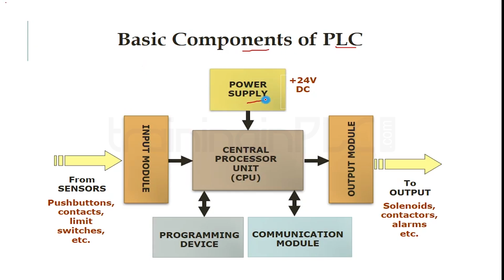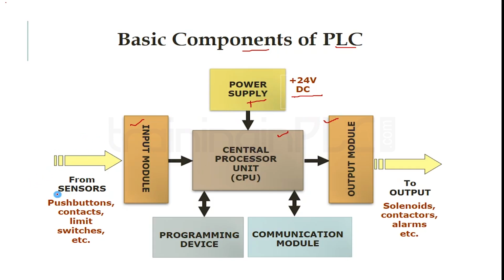The basic components of PLC. First, power supply. This provides the voltage needed to run the PLC components. Usually, the PLC will work on 24 volts DC. Next is input and output module. These I/O modules are used to send or receive the signals from the field devices.